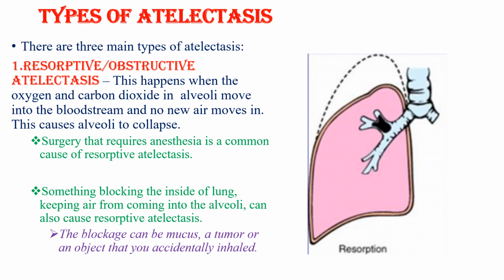The first one is resorptive or obstructive atelectasis. This happens when the oxygen and the carbon dioxide in alveoli move into the bloodstream and then no new air moves in, which causes the alveolus to collapse. Surgery that requires anesthesia is a common cause of resorptive atelectasis. Something blocking the inside of your lung, keeping air from coming into the alveolus, can also cause resorptive atelectasis. The blockage can be mucus, a tumor, or an object that can be accidentally inhaled.